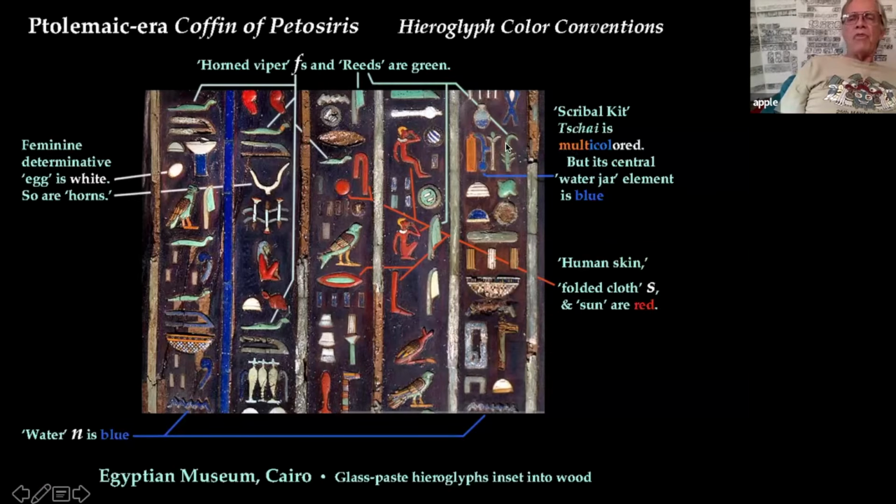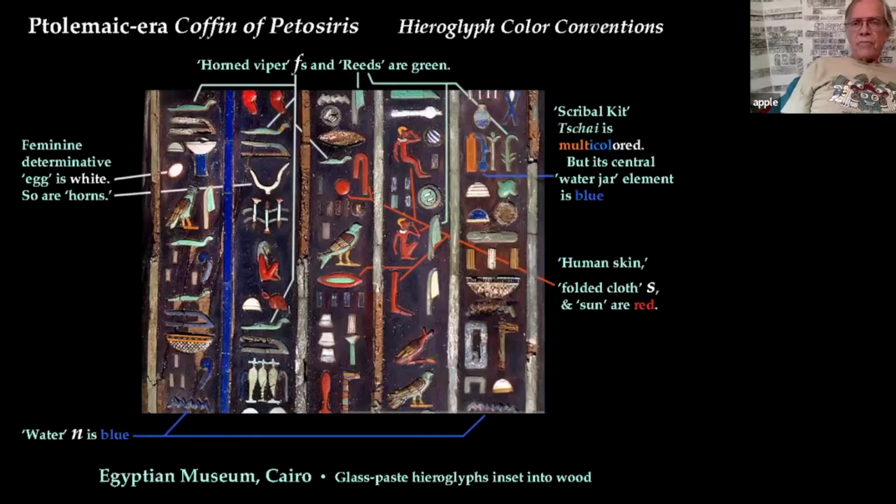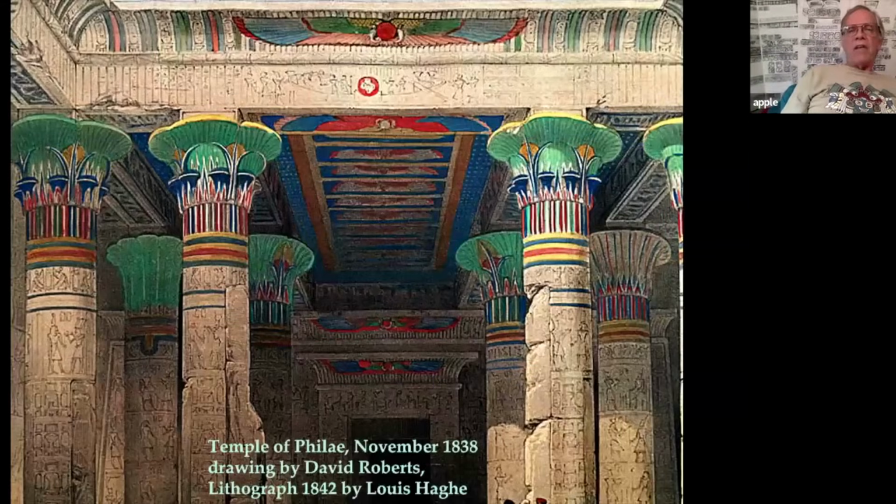I forget. Anyway, this is one of the reeds that represents Lower Egypt, and so again, this is the way that the standard colors were used in Egypt. I should mention, by the way, that this is the color that the Egyptian monuments had as recently as 200 years ago.